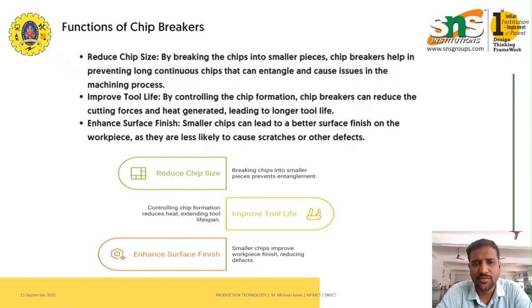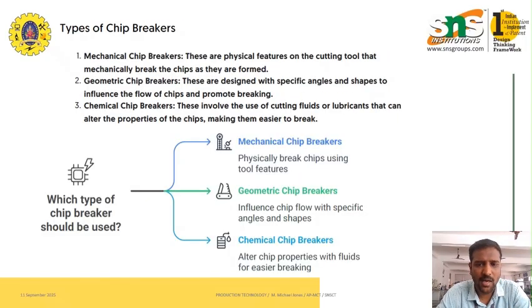The functions of chip breakers are to reduce the chip size, improve the tool life, and enhance the surface finish. These are evident factors we discussed earlier, right? Then the types of chip breakers: mechanical chip breakers, geometric chip breakers, and chemical chip breakers. This chemical type we have not discussed earlier. It is done by using cutting fluids or lubricants, which may be used to reduce the friction between the workpiece and the tool, and in certain cases are also used for breaking the chips.